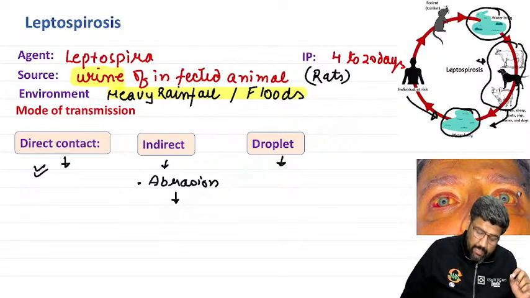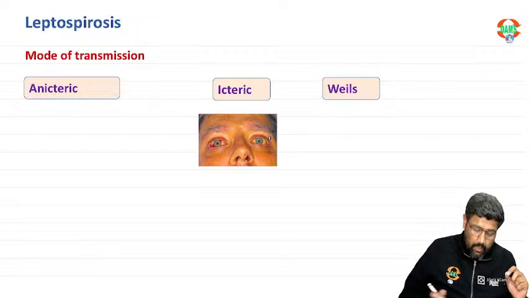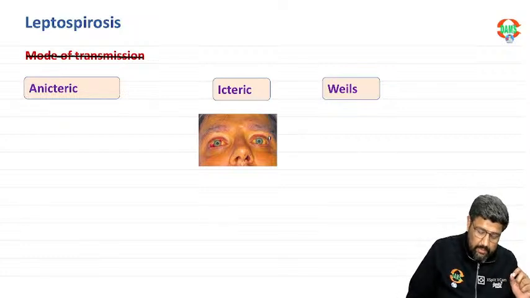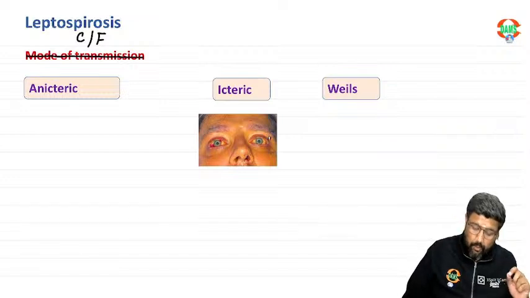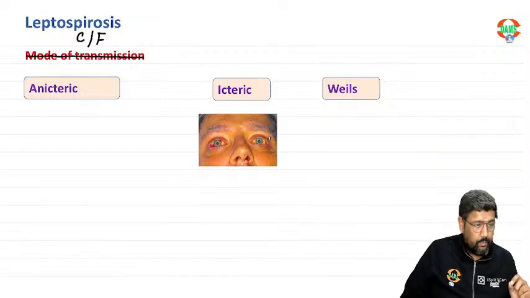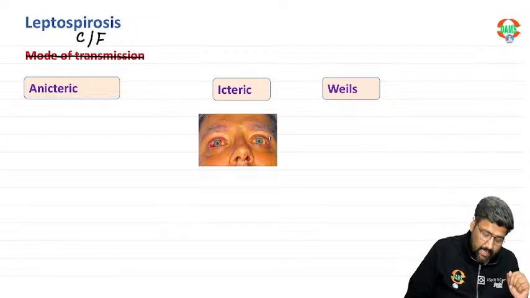Now, next is, I'm sorry, this is clinical features. If I talk about the clinical features of leptospirosis, there are two phases. One is anicteric, another is icteric.